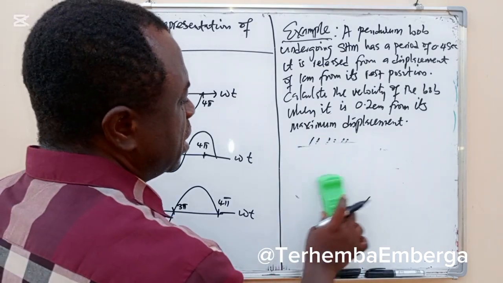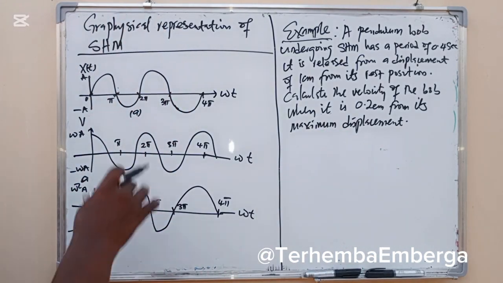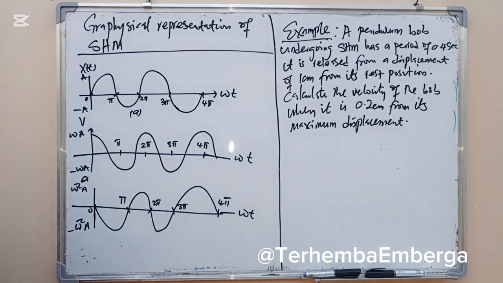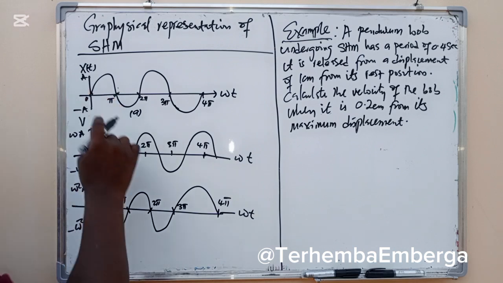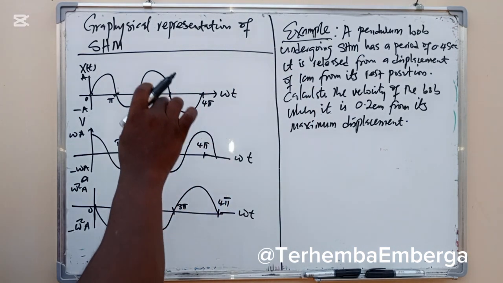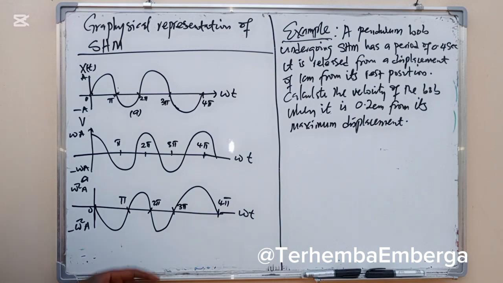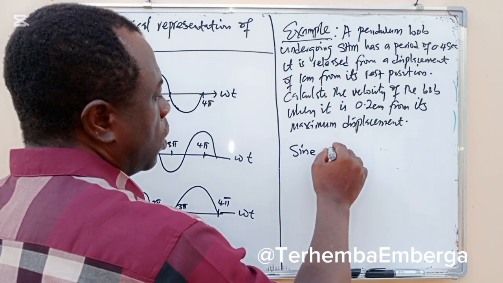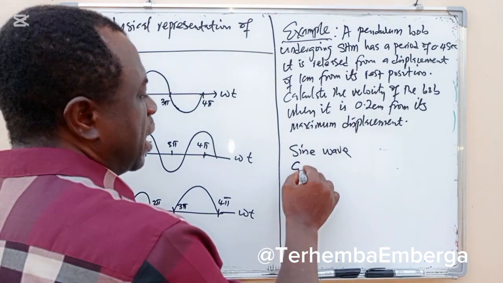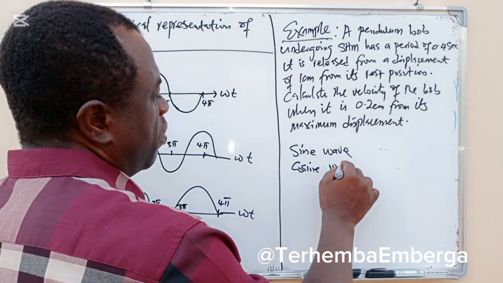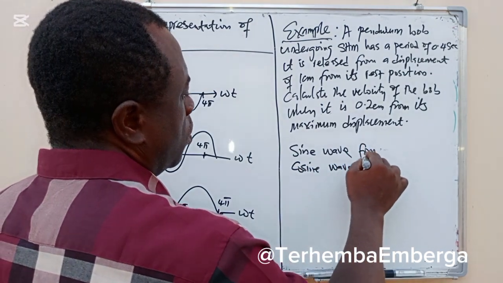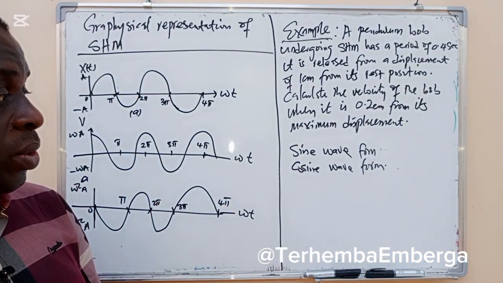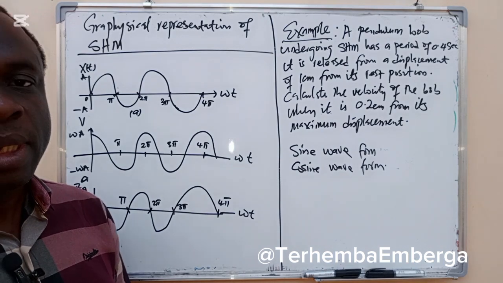So our point of interest here is that we are looking at simple harmonic motion from a graphical point of view. So this is the rest position. By the time you displace it, it will swing. The question is, well, we normally talk about sine wave and cosine waveform. These are two concepts that students always get confused with easily.